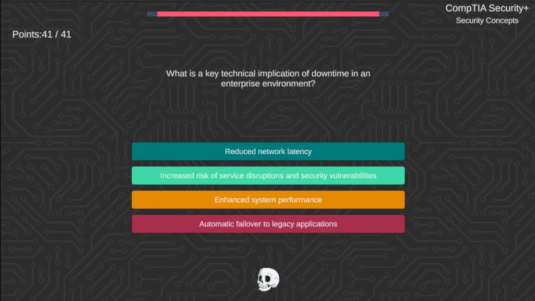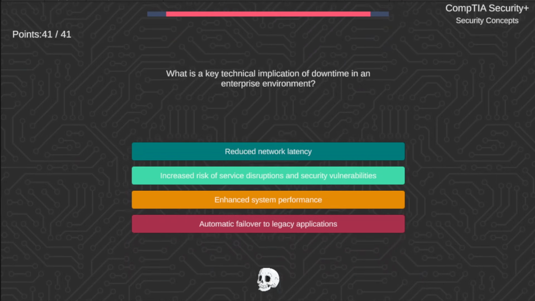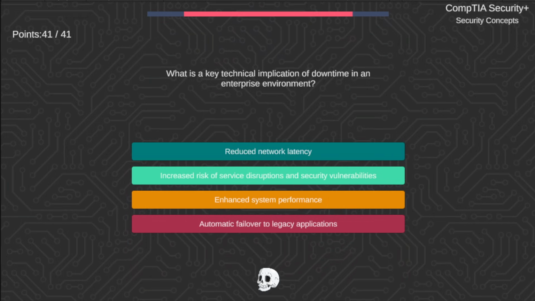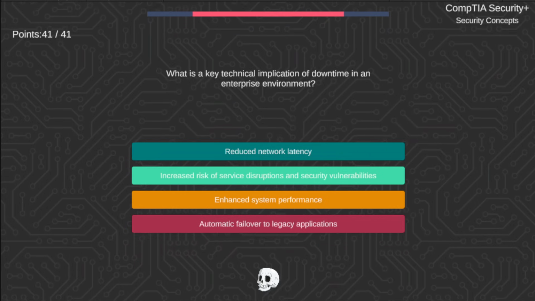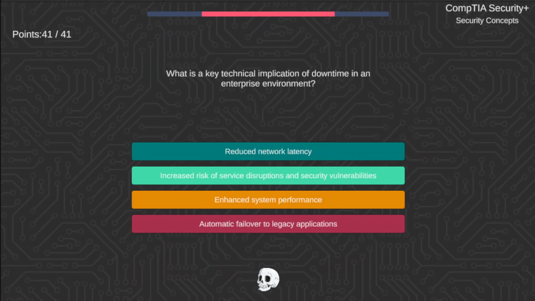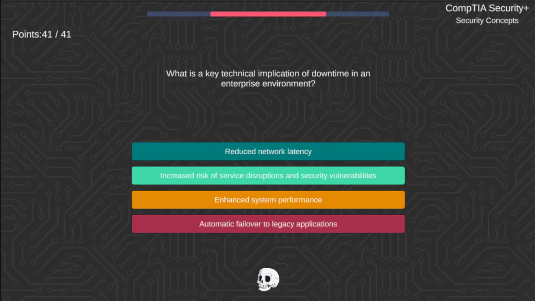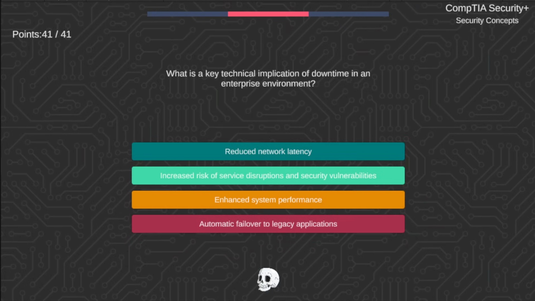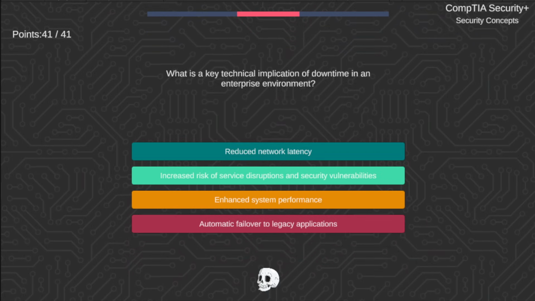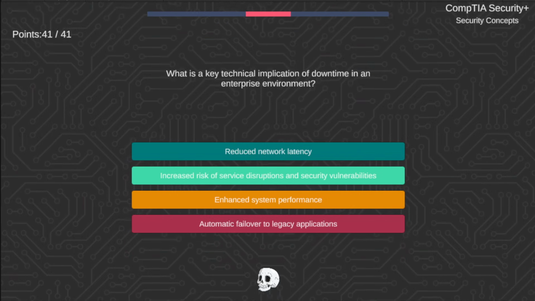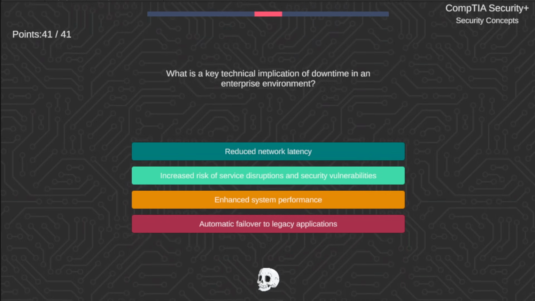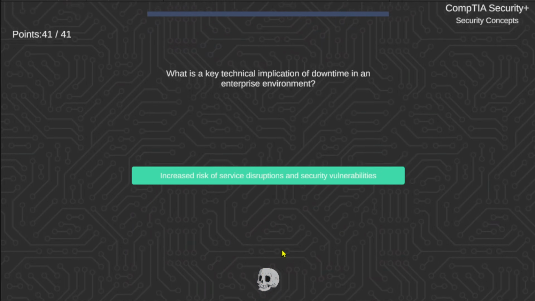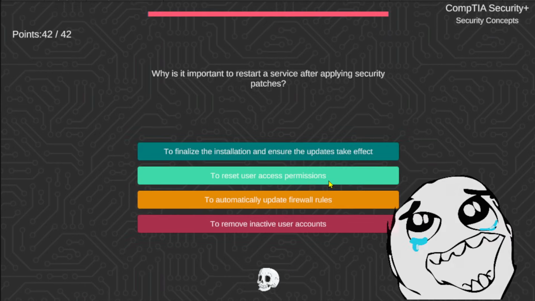What is a key technical implication of downtime in an enterprise environment? Reduce network latency, increase risk of service disruptions and security vulnerabilities, enhance system performance, or automatic failover to legacy applications. Correct answer is increased risk of service disruptions and security vulnerabilities.